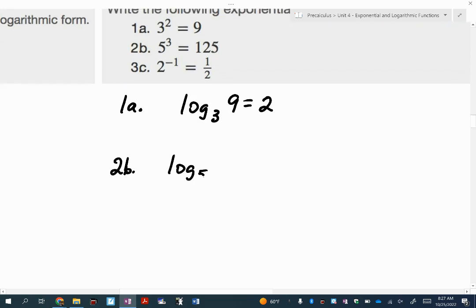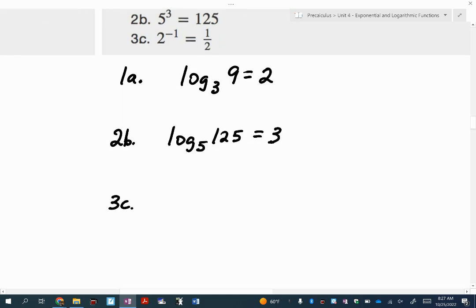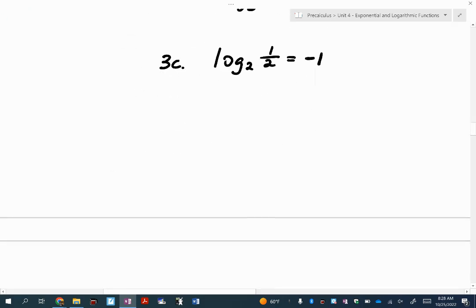Log base 5 of 125 equals 3. So 5 cubed equals 125. Excellent. The last one, 3c. Log base 2 of 1/2. That's kind of a tough one to do there because that's a regular fraction. Of 1/2 equals the exponent of -1. All right? Okay. Let's keep going.